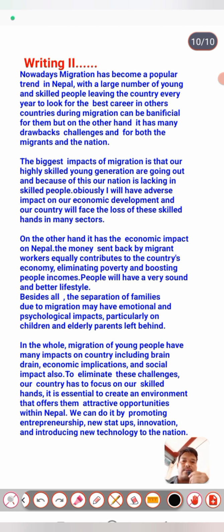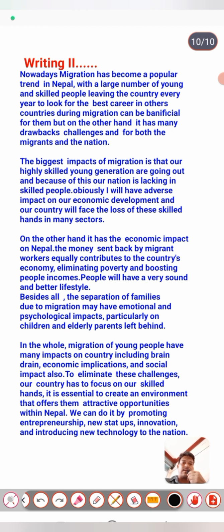So it can be beneficial, students, and it can also have a bad impact on our nation, and drawbacks also. The biggest impact of migration is that our highly skilled young generation are going out, and because of this our nation is lacking skilled people. Obviously it will have an adverse impact on our economic development and our country. We will definitely face the loss of these skilled hands in many sectors. Because of this migration, students, all the skilled people and professionals are leaving our nation, and our nation is lacking skilled and laborious people.